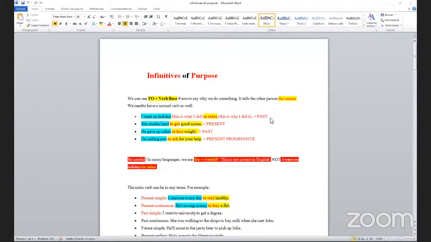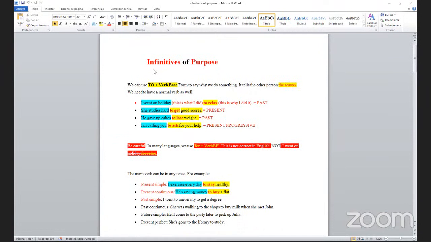Okay, it is loading. Okay, so we will see these infinitives of purpose. When we want to give purpose, the first one and the best known is to plus the verb in base form, right? So this is the most common and the most useful. We use this infinitive in order to give reasons, okay? For example, my statement here is, I went on holiday. So this is what I did. And what is the reason? Why did I go on holiday? To relax. This is my purpose. So after my statement, I always have my purpose, to relax. And this is why I did it.